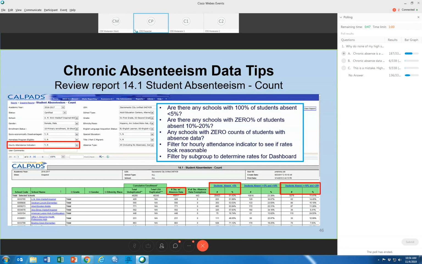And then this one report does allow you to filter for hourly attendance. So that's the indicator that we were talking about earlier, that for hourly it's done a little bit differently, so you can filter by hourly and see if it looks reasonable. And again, you should filter by subgroups to determine what the rates are. So if you see a subgroup that is like, wow, that's really high or that's really low, then that would prompt you to go back and look at the data that you submitted to CALPADS.